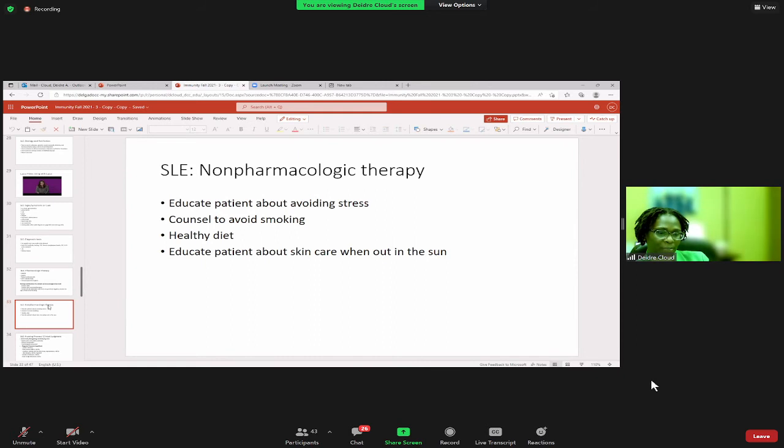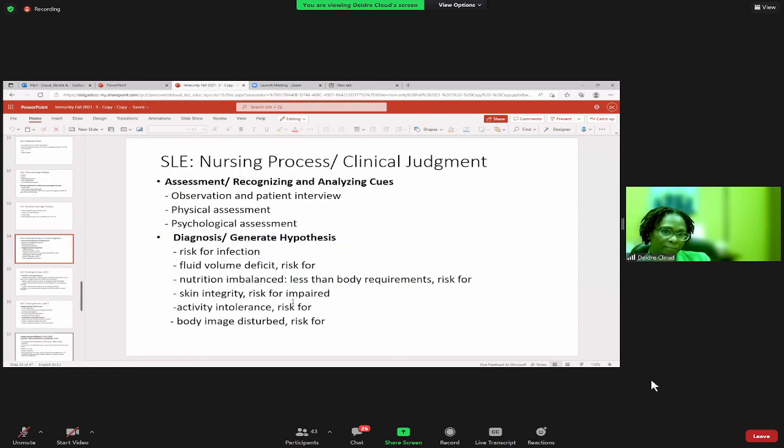So for our assessment, we want to make sure we're doing good observation, good physical exams, and also psychological assessment, because these patients may have impaired skin integrity, they may have a disturbed body image because of the hair loss, because of the skin rashes and lesions. So we want to take all of that into consideration, right? They're at risk for infection and we know why. So we have to make sure we're doing good teaching, good hand washing, and when we are handling their IVs, good aseptic technique.